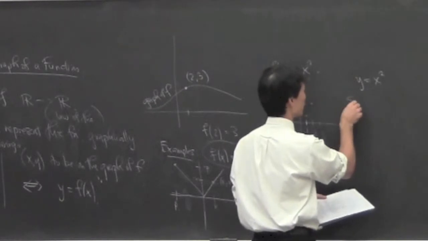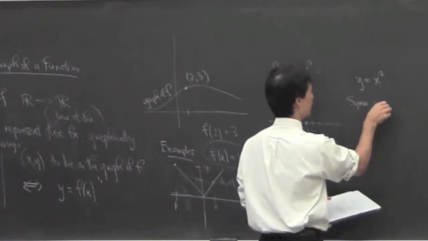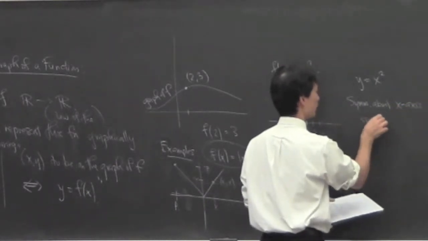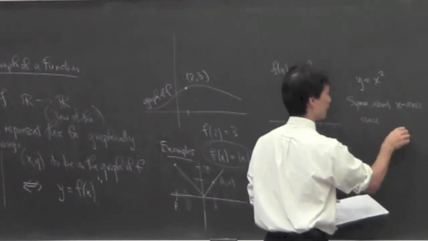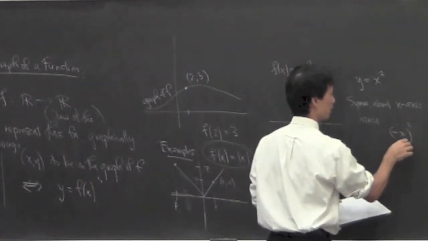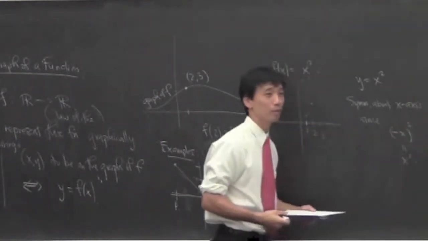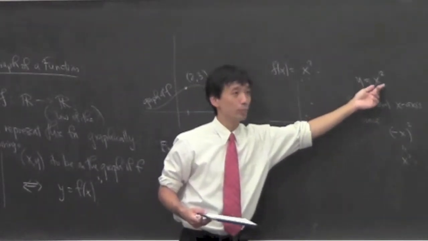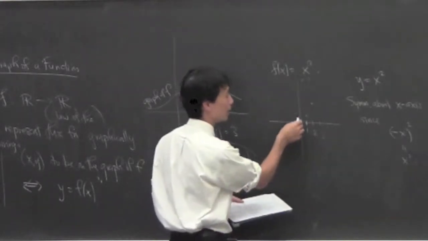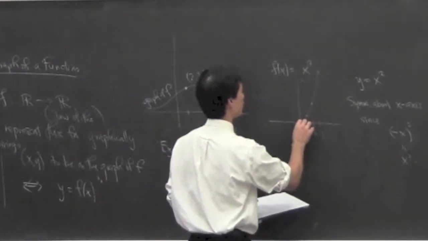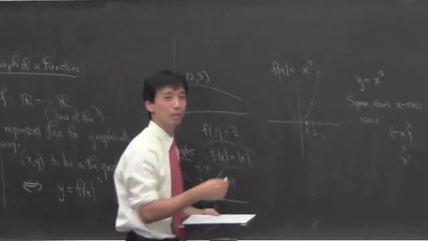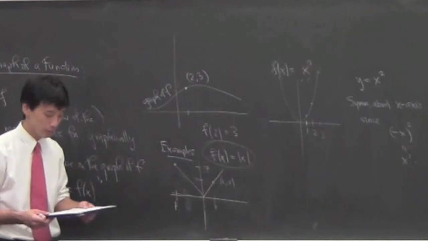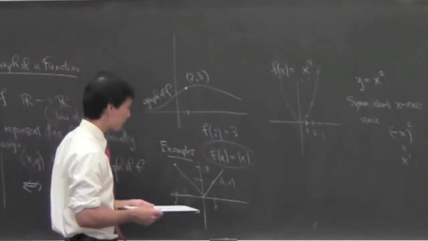Notice that it is symmetric about the y-axis, since if you replace x by negative x, you still get x squared. So this equation doesn't change when you put in negative x. So it's symmetric about the axis, and we only have to do half of it because we know the other half will be just a reflection. Is that clear? So just to tie it back to the symmetry, right?